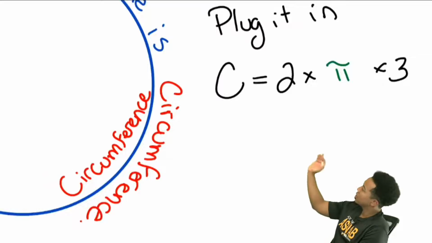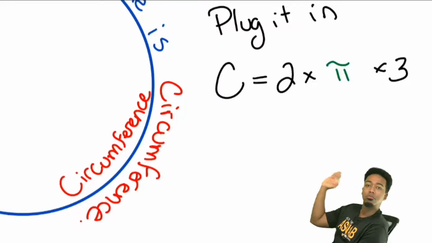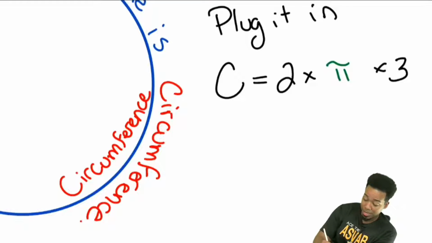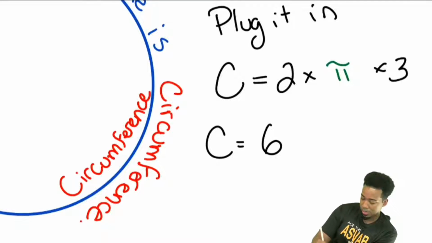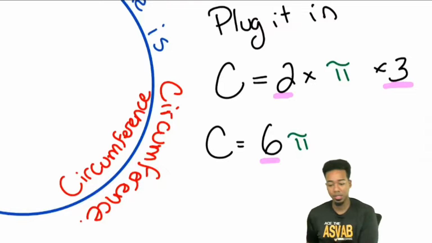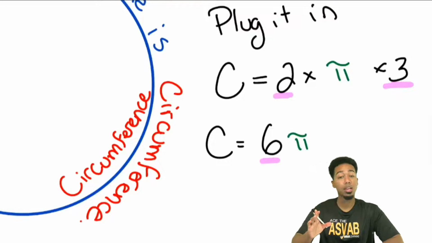Same thing here. 2 times pi times 3. Just take the 2 and the 3, multiply them together, and you'll get 6 pi. And let me explain a little more visually why this is true. So let me just go ahead and underline the 2 and the 3, and that becomes 6. Let me make sure you understand why, everybody.